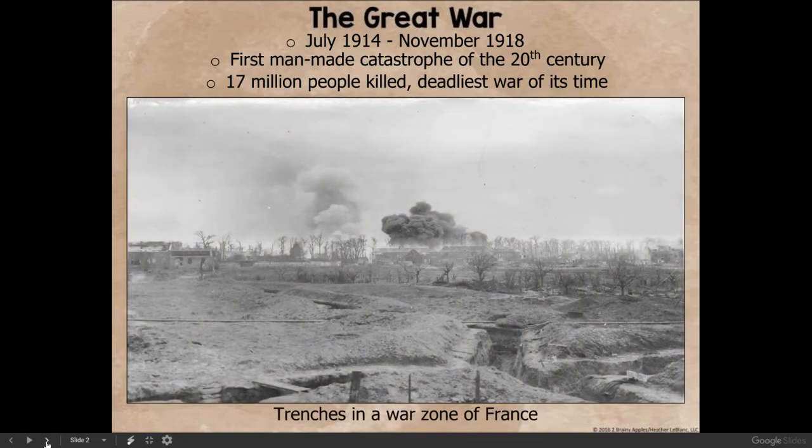One of the things that marked the Great War that made it different from any war before was the trenches. You can see here, trenches are long dugout tunnels, and people would dig these trenches to avoid the firing from above. And so these dugout trenches kind of marked World War I. It made the war last a really long time.